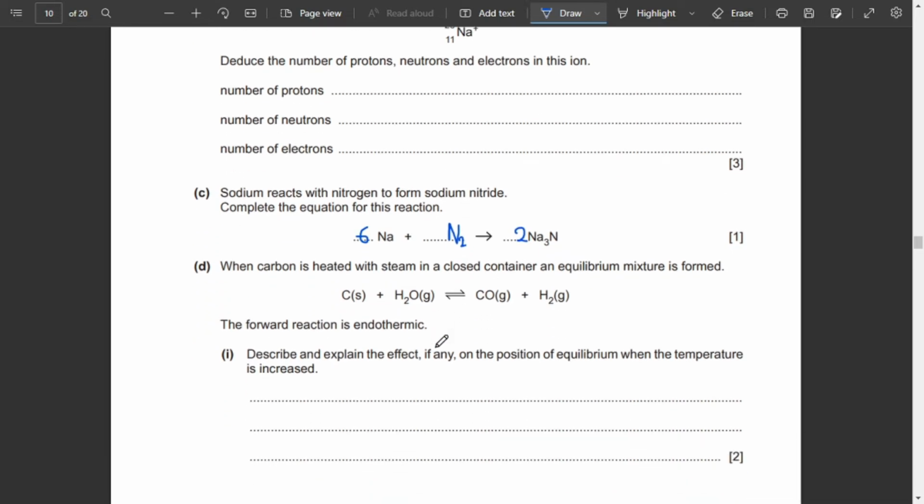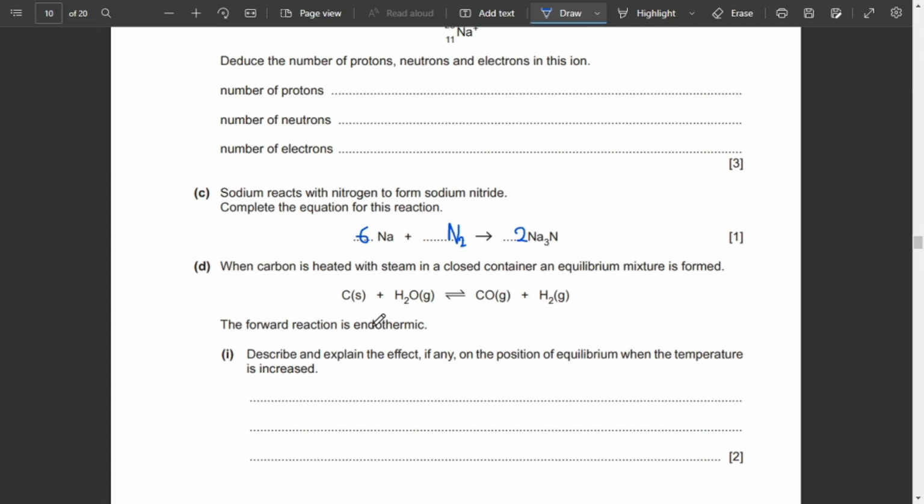Moving on to part D, when carbon is heated with steam in a closed container, an equilibrium mixture is formed. The forward reaction is endothermic. Describe and explain the effect, if any, on the position of equilibrium when the temperature is increased. When the temperature is increased, since the forward reaction is endothermic, that means the equilibrium will move towards the right side. It will be towards the forward side or towards the product side.